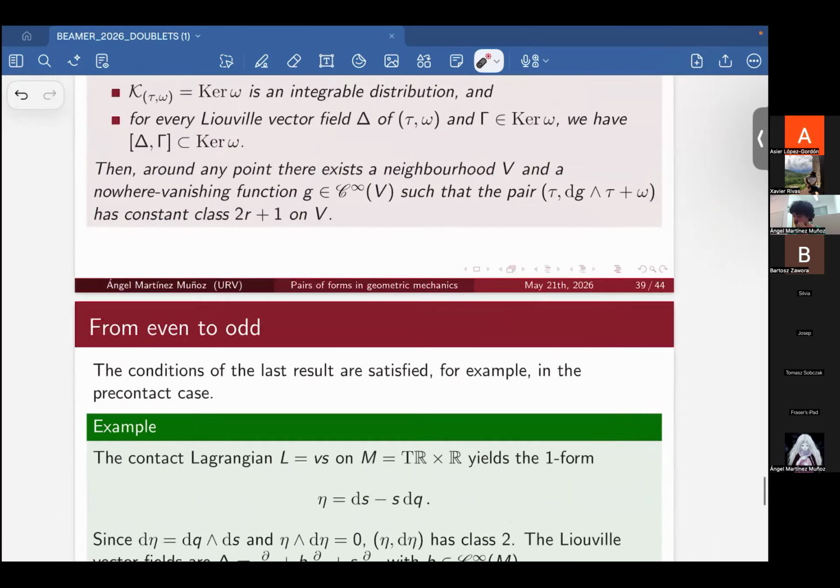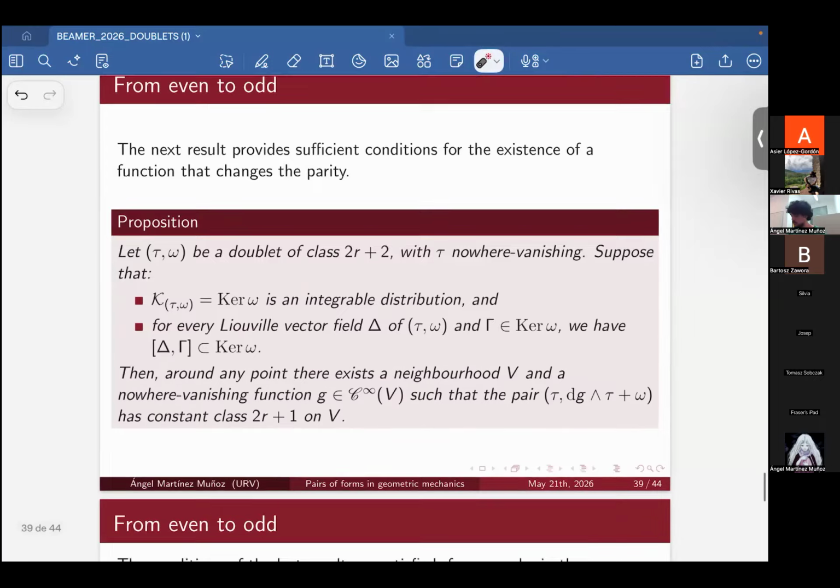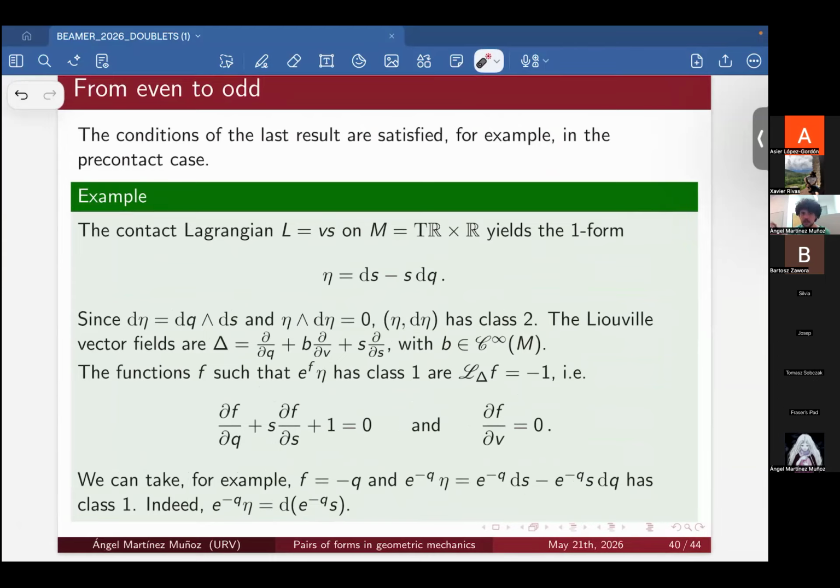So in the precontact case, these two conditions are satisfied. So if you're in a precontact manifold, you can always find a function such that locally, at least, you can go to odd class if you need to, right? So well, here there's an example of something that's been going around a little bit, which is this contact Lagrangian. If you consider this simple Lagrangian, then you get a one form which has even class, right, with its differential form.